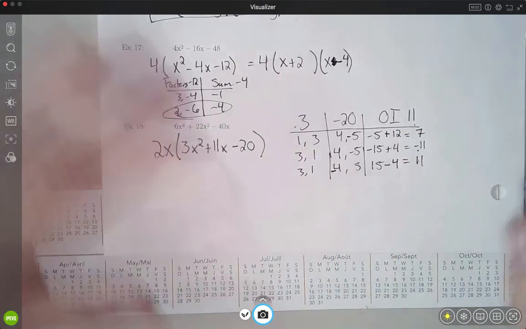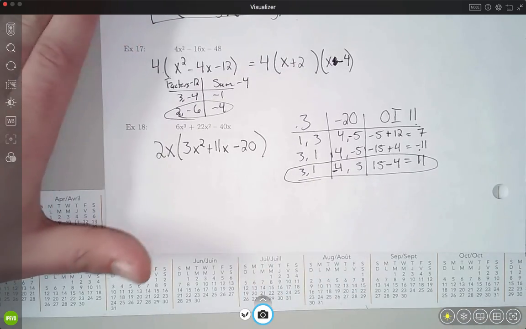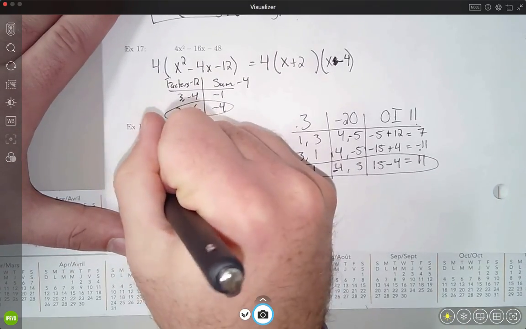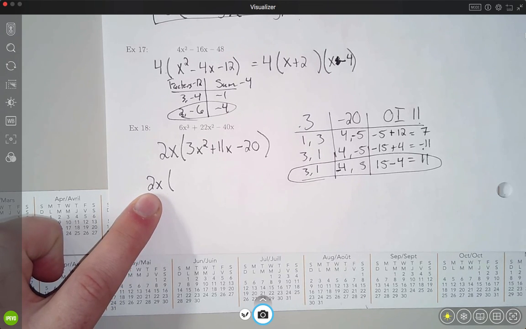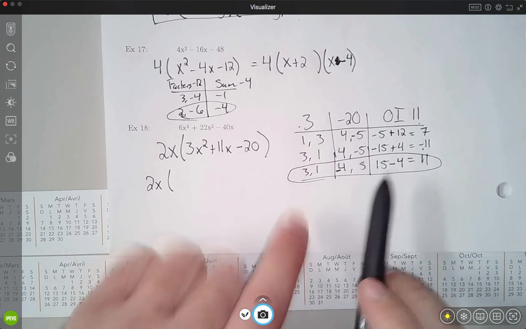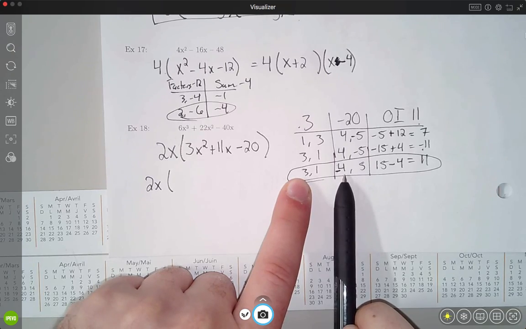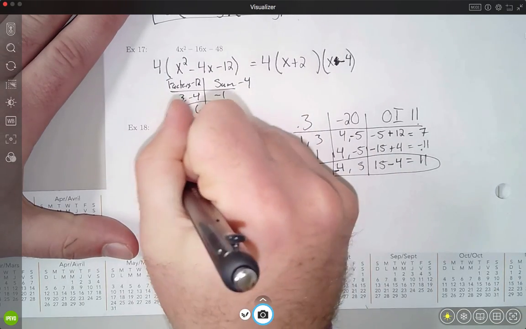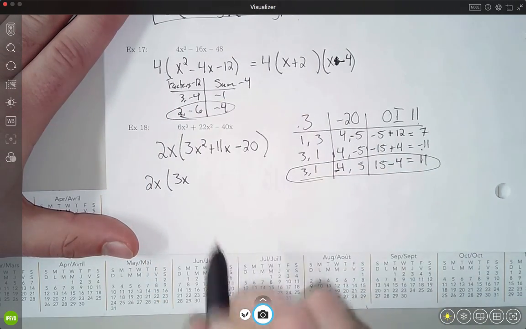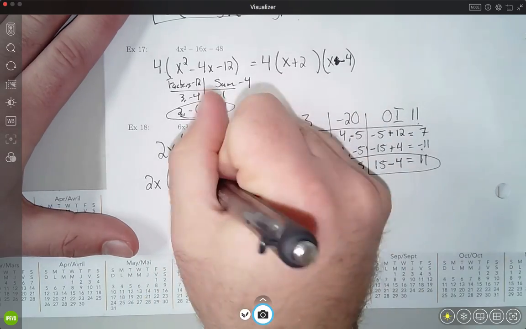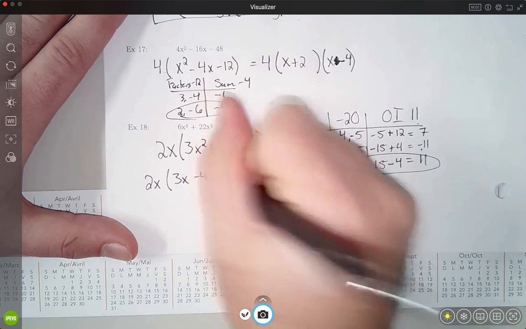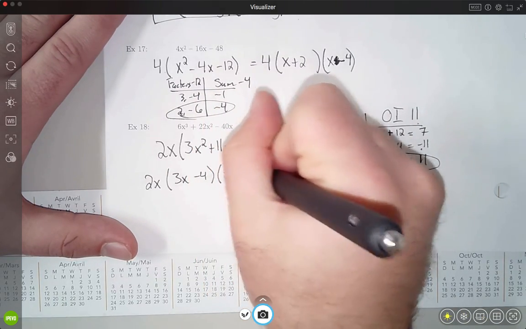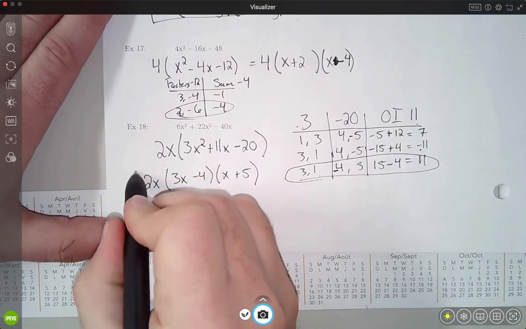Those are my answers. So as far as writing out my answers, I need my 2x on the front. Don't lose this GCF. If you lose that, you're going to lose points. For my first group, I take my first from each list, so I use the 3 and the -4, but the 3 has the x with it because that's giving me the 3. So 3x minus 4. And then my second group is just the x with the plus 5. So this here is my final answer.